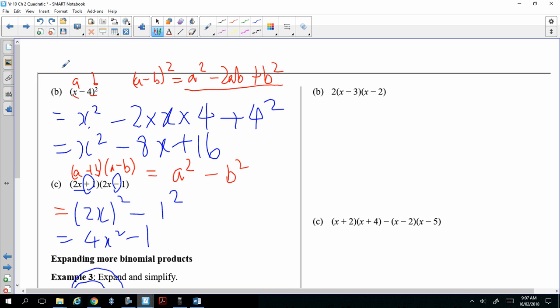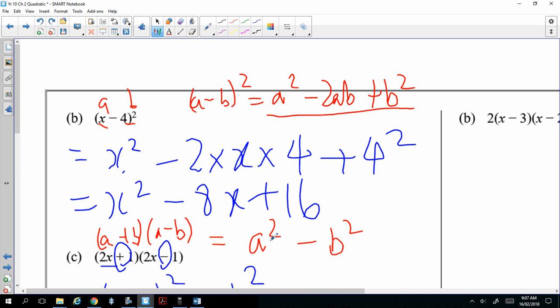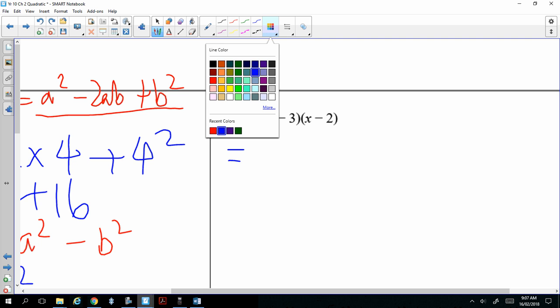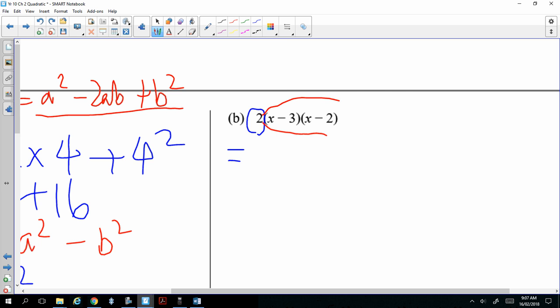Okay, next one. What if there's a 2 in front? Do you times the 2 first? No, you have to times the bracket first. So you're going to expand this first. Okay, be very careful. Expand this first. So what you do is put the 2, and you just go x times x, x squared. X times negative 2, negative 2x, negative 3x, and plus 6.